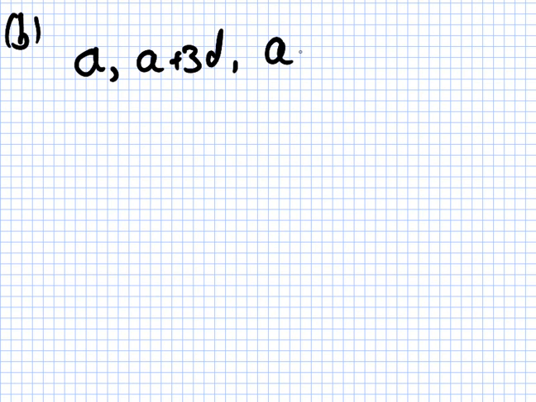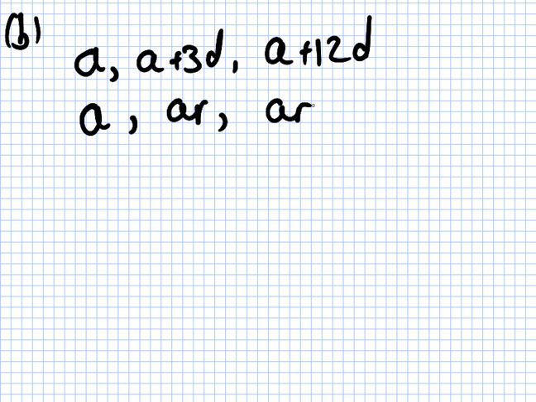B part. You are told that the first, fourth, and 13th terms of an arithmetic sequence are consecutive terms in a geometric sequence. So that basically means that the first, fourth, and 13th terms of an arithmetic sequence are the first 3 terms, we'll say, of a geometric sequence. Well, a equals a is not interesting. a plus 3d equals ar, and a plus 12d equals ar squared. You're saying that they're the same.